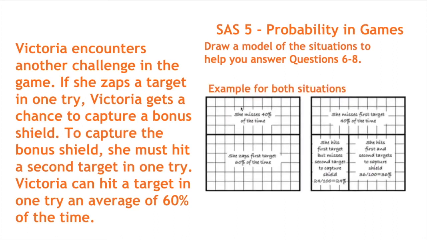So, an example for both situations. She misses 40% of the time. She zaps her first target 60% of the time. This is the situation in the first try. All right, this is both tries together.